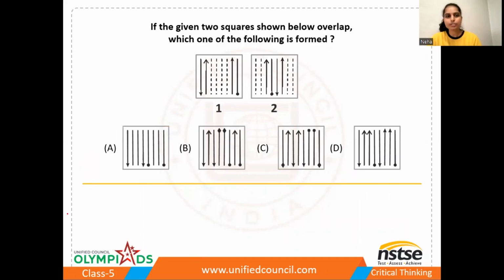So here is the next question, my dear students. If the given two squares shown below overlap, which one of the following is formed? Basically two squares are given, square 1 and square 2. If these two squares overlap each other, then which image am I going to find here? Yes, this is it. If I overlap this, then this line will come here, right? The third line will overlap here, then the fourth line will overlap here, and the next one will overlap like this, and this next one will overlap like this.